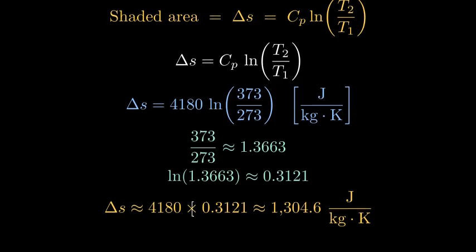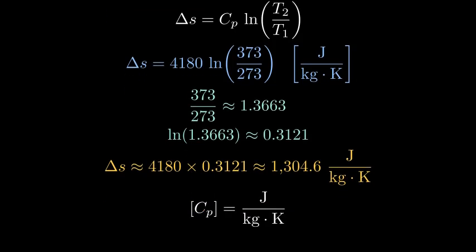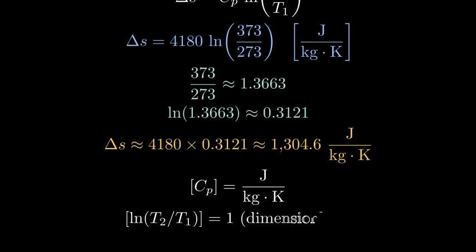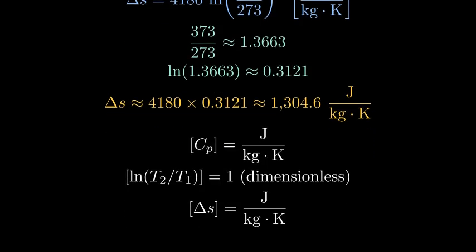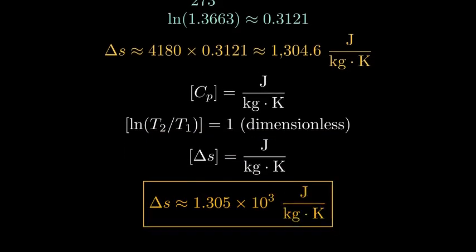Notice the units. Cp has units joules per kilogram Kelvin. The logarithm argument is dimensionless because it is a ratio of temperatures, so the final delta S carries units joules per kilogram Kelvin. Therefore, the change in specific entropy is approximately 1,305 joules per kilogram Kelvin.